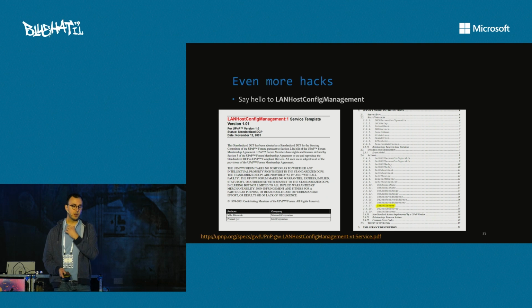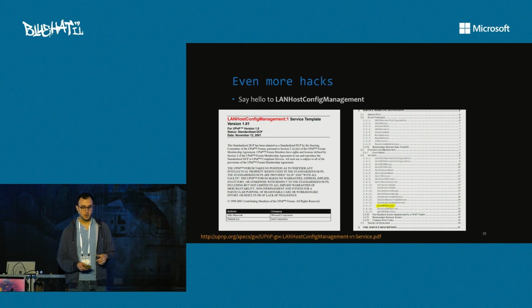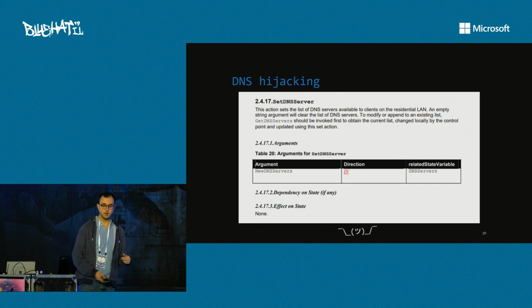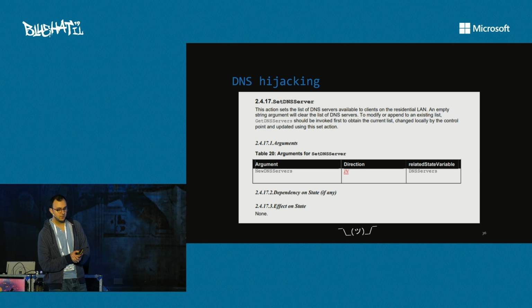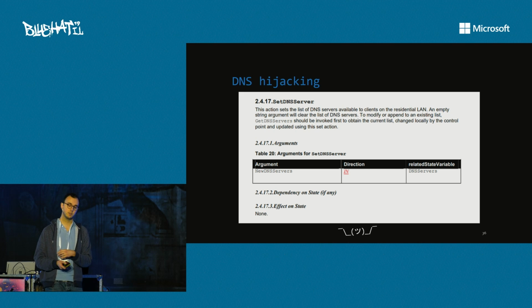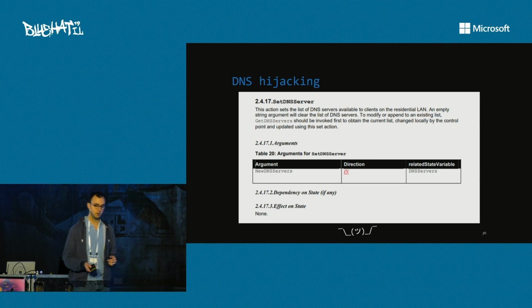Last UPnP hack for today: the LAN host config management service is another set of features offered by UPnP, and guess what? Not only can you get internal parameters such as domain name, DHCP, or DNS server, but you can actually set them. Whoa. Yeah, and this function speaks for itself. You can guess it's pretty dangerous if your router is vulnerable and exposed to the internet. You can change the DNS server, which is kind of critical, in my opinion.